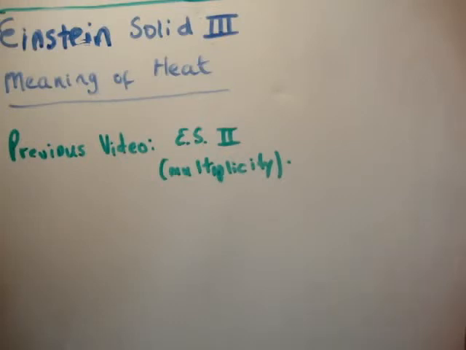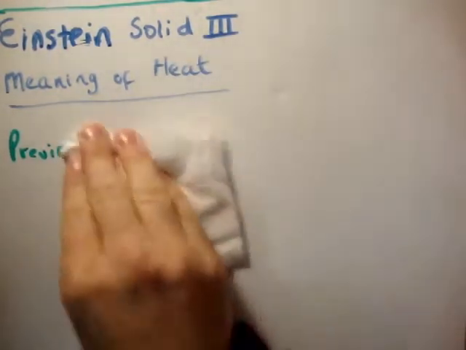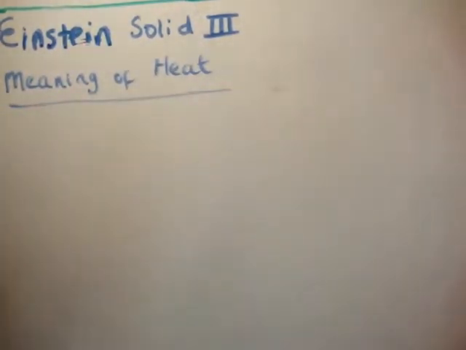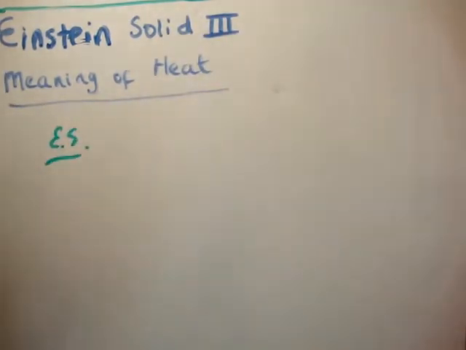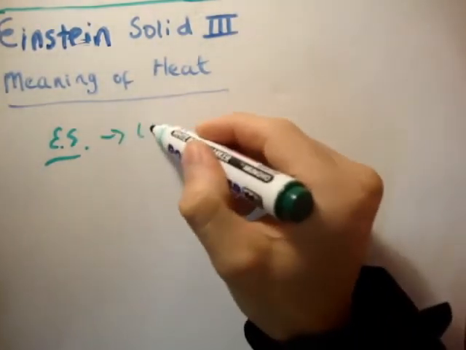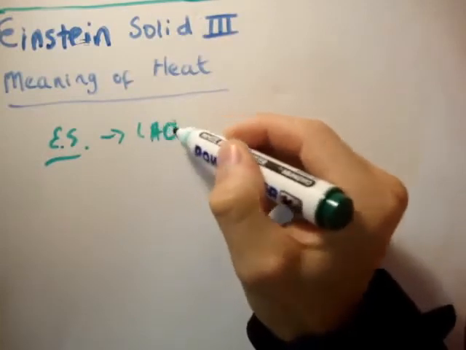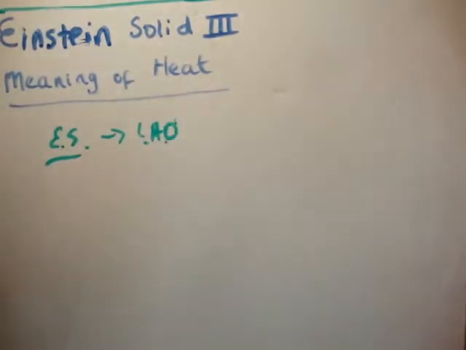The previous video to this is Einstein Solid number 2, where we discussed, and I suppose we didn't really prove it because we've proven it already, but we discussed the multiplicity of an Einstein solid. So let's do some very quick revision. What is an Einstein solid? An Einstein solid is where we imagine that the energy stored in the solid is being stored by some linear harmonic oscillators, and that each atom is a linear harmonic oscillator, and it's quantized, of course, and that it vibrates at different frequencies and as a result has different quantized energy levels.